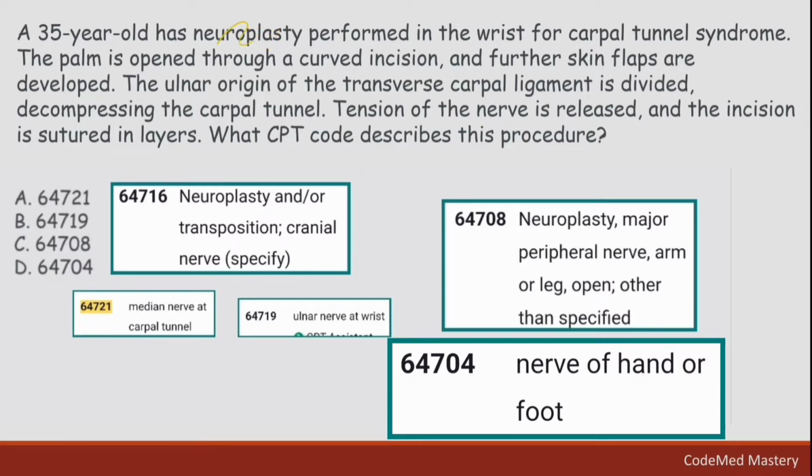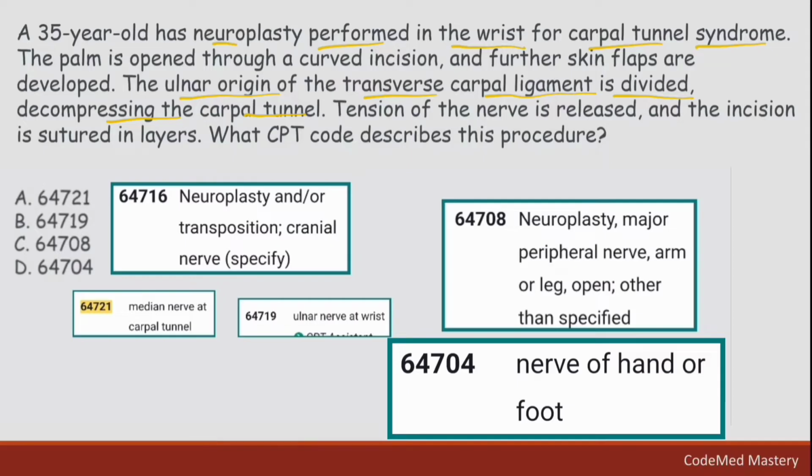In the scenario, they have mentioned neuroplasty performed in the wrist for carpal tunnel syndrome. And also they have mentioned the ulnar origin of the transverse carpal ligament is divided, decompressing the carpal tunnel. So which among these four codes is the right one? The right code is 64719, which is for neuroplasty, ulnar nerve at wrist. Right. In the scenario, there is neuroplasty performed in the wrist and ulnar nerve is involved. So we are using the code 64719.